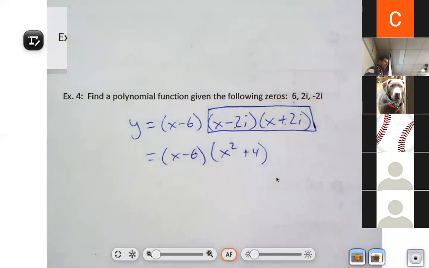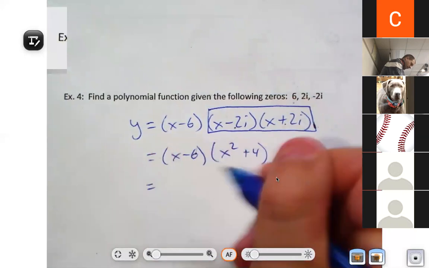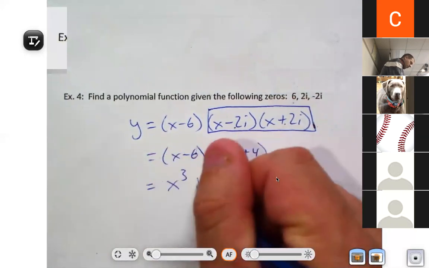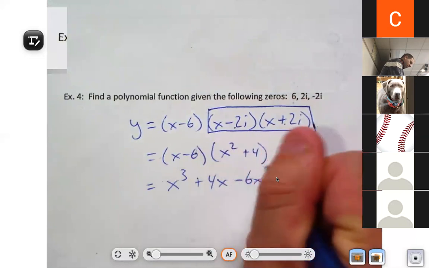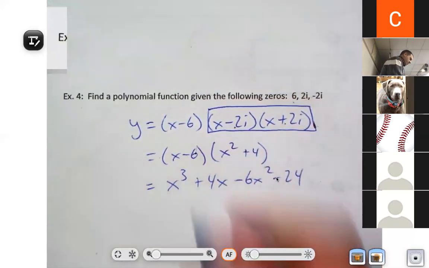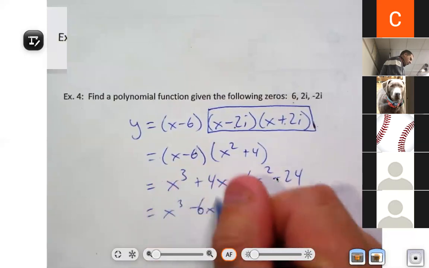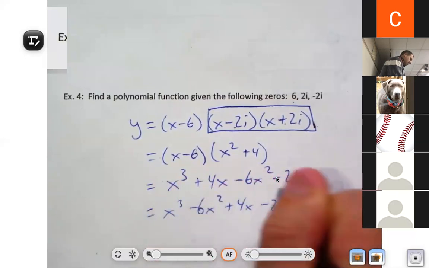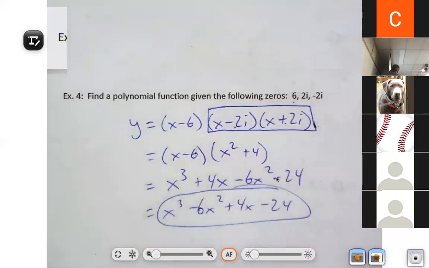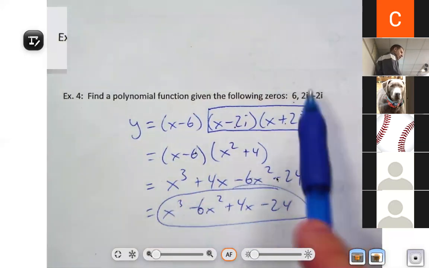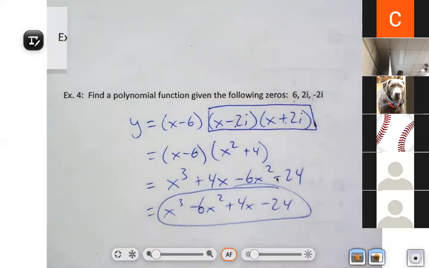And then we just multiply these two things together. So x cubed plus 4x minus 6x squared minus 24. I would put that in order just because it looks much nicer on the eyes. So that's the original equation that if I would solve that equation, I would end up getting those three solutions. Take your solutions, put them as factors, multiply it out. That's it. That is all of first semester Honors Algebra 2, COVID style.